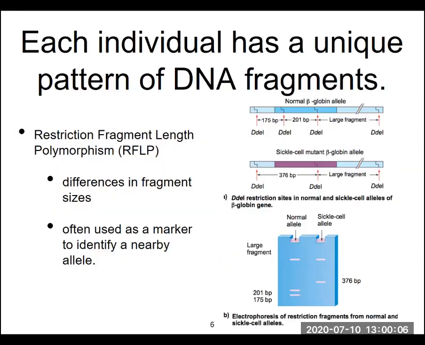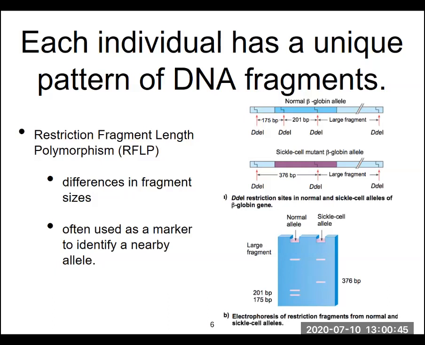Now, the most common use of this is the idea that each individual is going to have a unique pattern of DNA fragments. And this is referred to as a restriction fragment length polymorphism. An incredibly complex word, but take a look at it. RFLP, restriction fragment. So restriction is like the restriction enzymes. It means that we're going to be chopping up our DNA molecule into little fragments based on the restriction enzyme we use. So we're going to be chopping it up, restriction fragment, and we're going to have a length polymorphism.